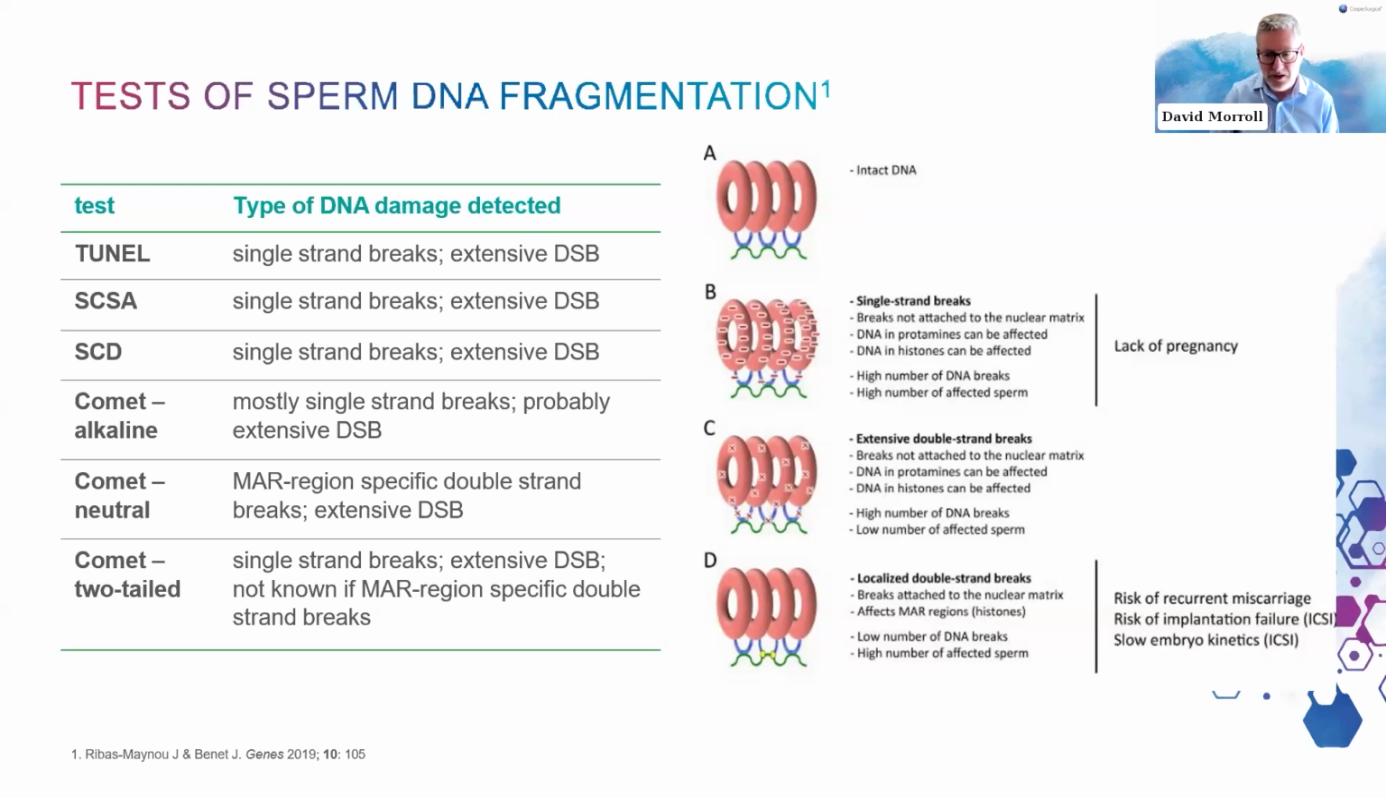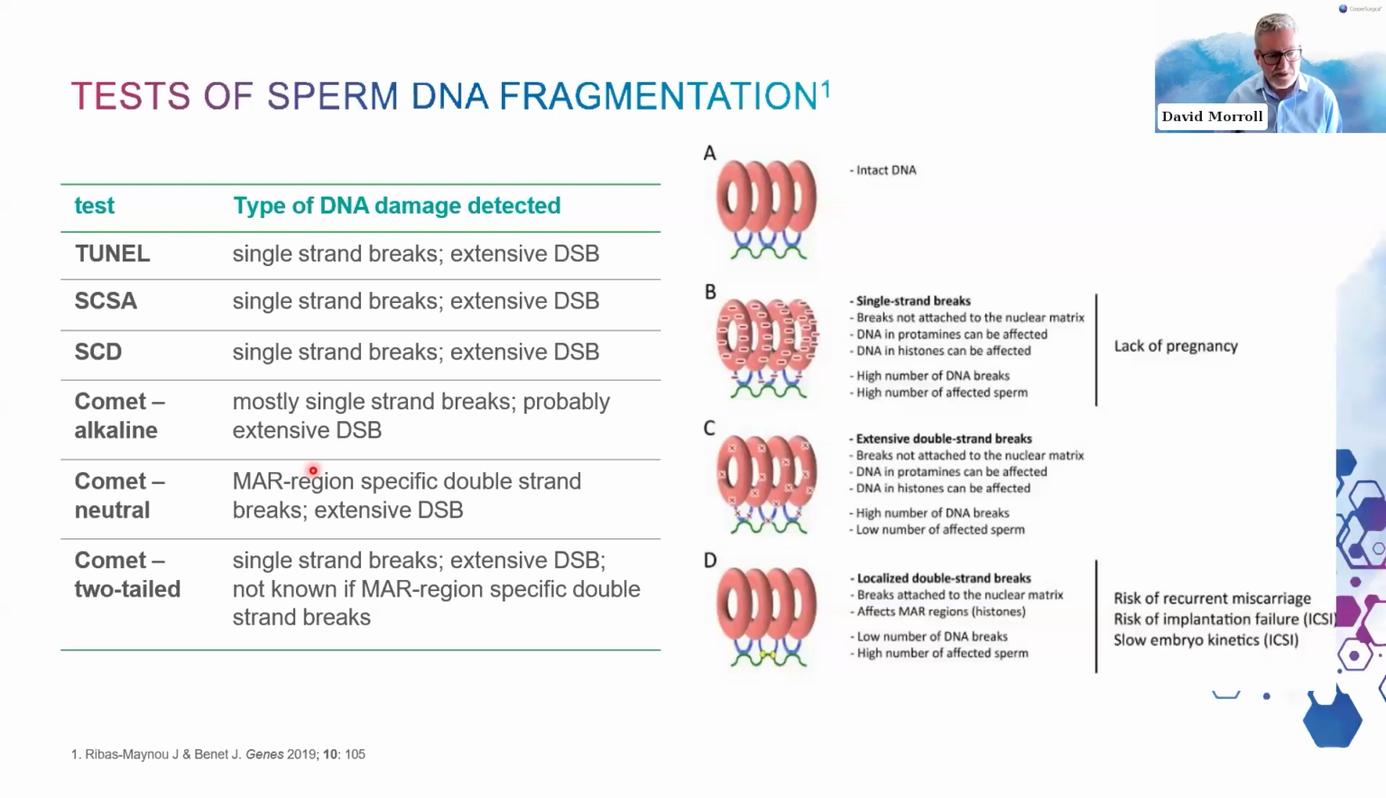So if we look at these, TUNEL will measure single strand breaks and extensive double strand breaks, and comet, depending on whether it's alkaline, neutral or two-tailed, will measure single strand breaks and some double strand breaks and so on. And there's different levels of sensitivity and specificity in these tests. And some will detect breaks in these MARs, these matrix attachment regions.